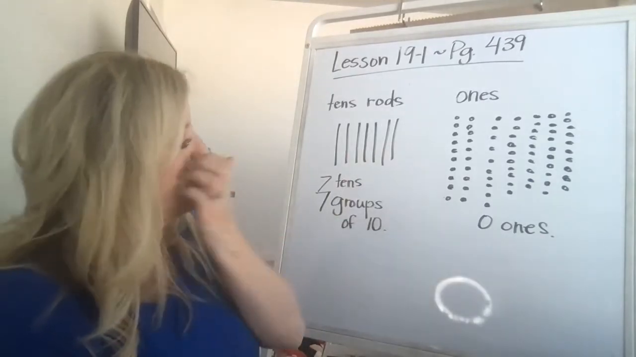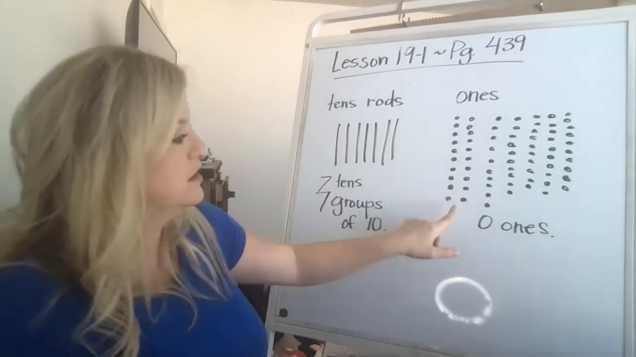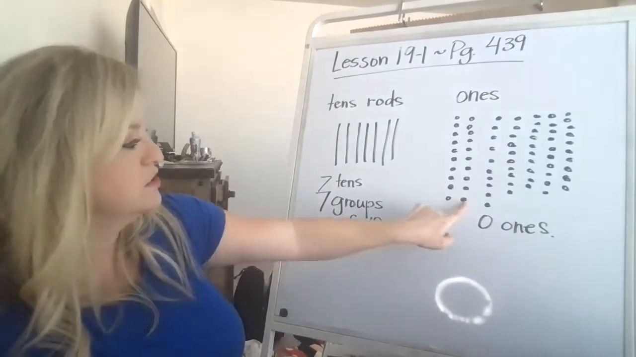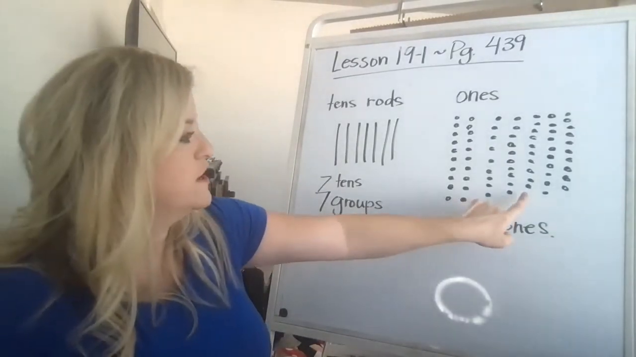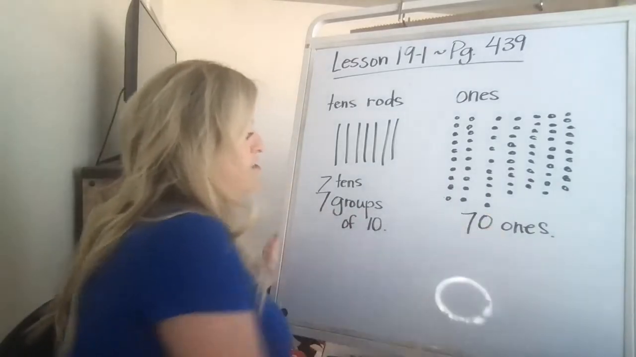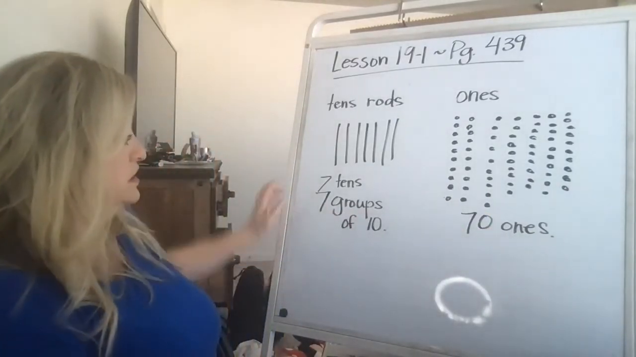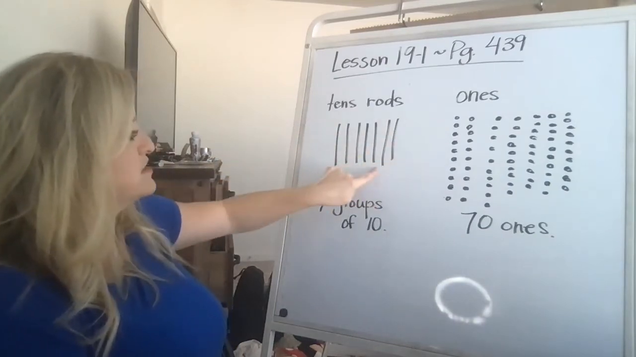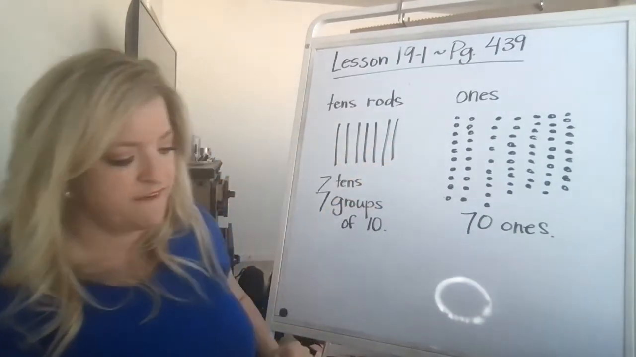I left the 0 there because it's going to be a double digit number, which means it's 2 numbers. 10, 20, 30, 40, 50, 60, 70. 7 tens is the same as 70 ones. In each one of these sticks, there's 10 of these guys, okay?